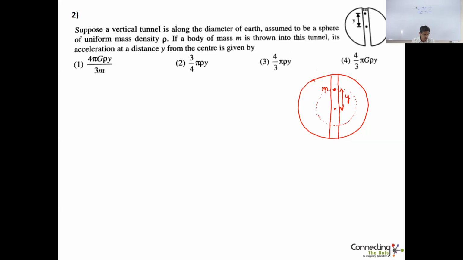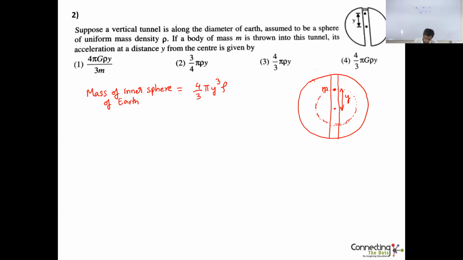And so the important thing now is to calculate the mass of the inner sphere of Earth. What is the mass? It is the volume multiplied by density. Remember, we are talking about only the inner sphere here. That is 4 by 3 pi y cubed, which is the volume of that sphere multiplied by the density rho, right? And that is the mass of that part of Earth.